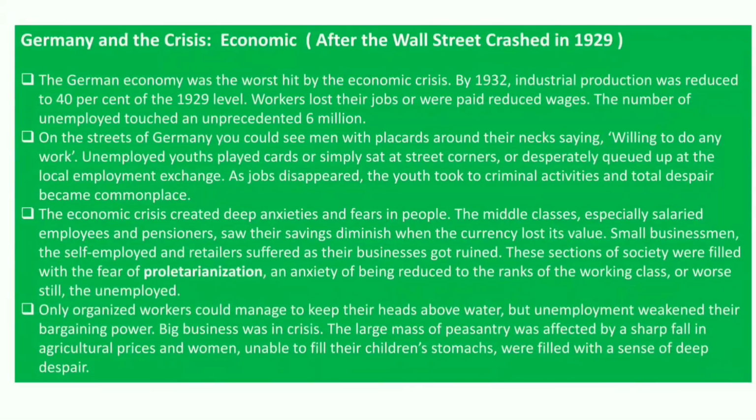Okay, now let us talk about the economic crisis in Germany. After the Wall Street crash in 1929, the German economy was the worst hit by the economic crisis. By 1932, industrial production was reduced to 40% of the 1929 level. Workers lost their jobs or were paid reduced wages. The number of unemployed touched an unprecedented 6 million.